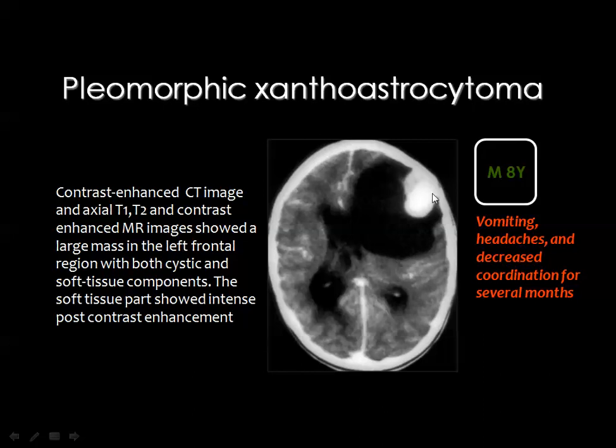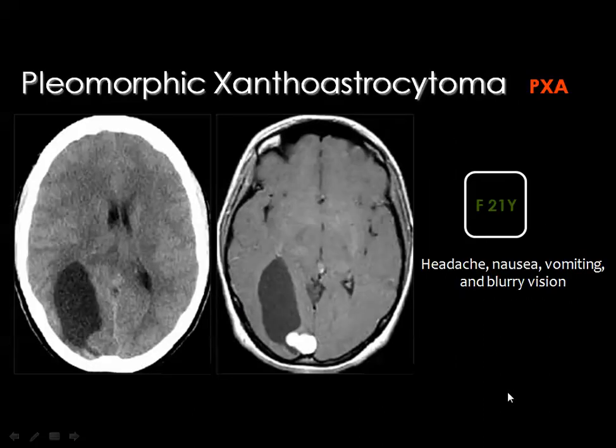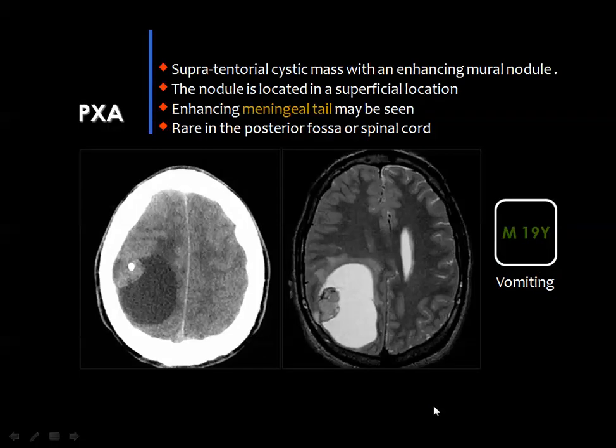This is an example by CT and MRI, a cyst with a mural nodule, and the nodule is on the surface of the brain, the medial surface of the brain. And this is also a good example by CT and MRI. There is a cyst and there is a mural nodule containing some calcium, but very importantly the nodule is superficially located, touching the surface of the brain, whether it is the lateral surface or the medial surface of the brain.